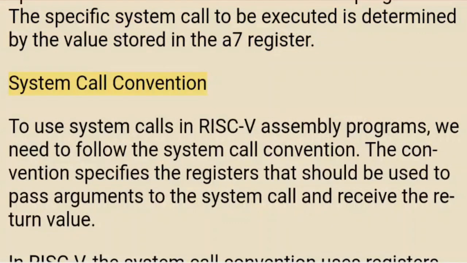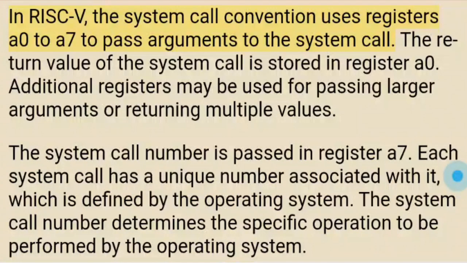System call convention. To use system calls in RISC-V assembly programs, we need to follow the system call convention. The convention specifies the registers that should be used to pass arguments to the system call and receive the return value. In RISC-V, the system call convention uses registers A0 to A7 to pass arguments to the system call. The return value of the system call is stored in register A0. Additional registers may be used for passing larger arguments or returning multiple values.